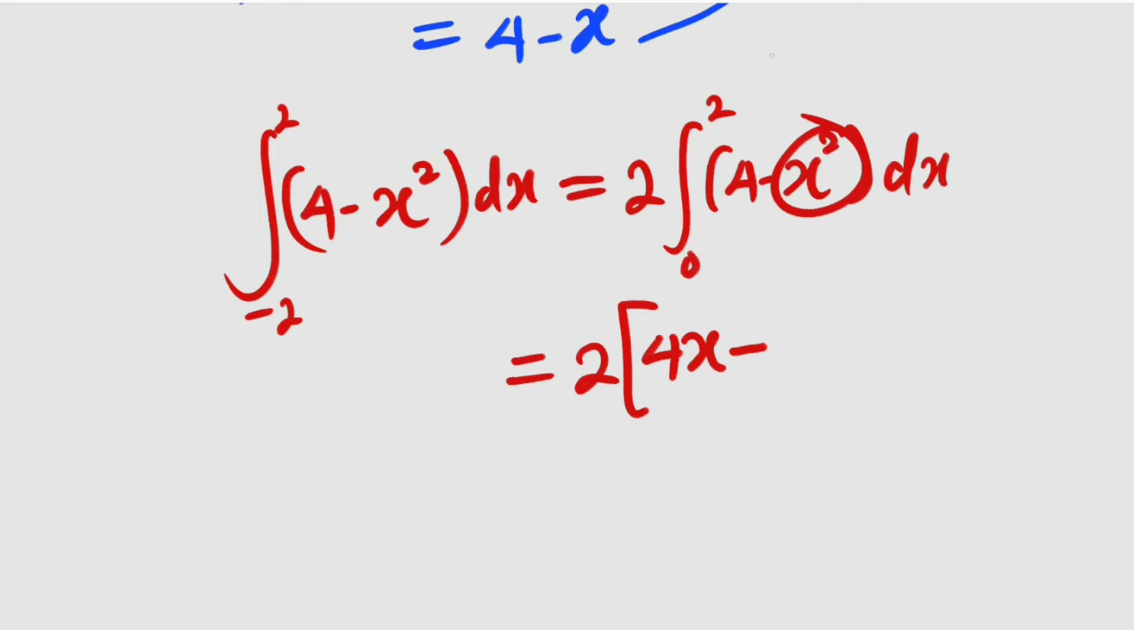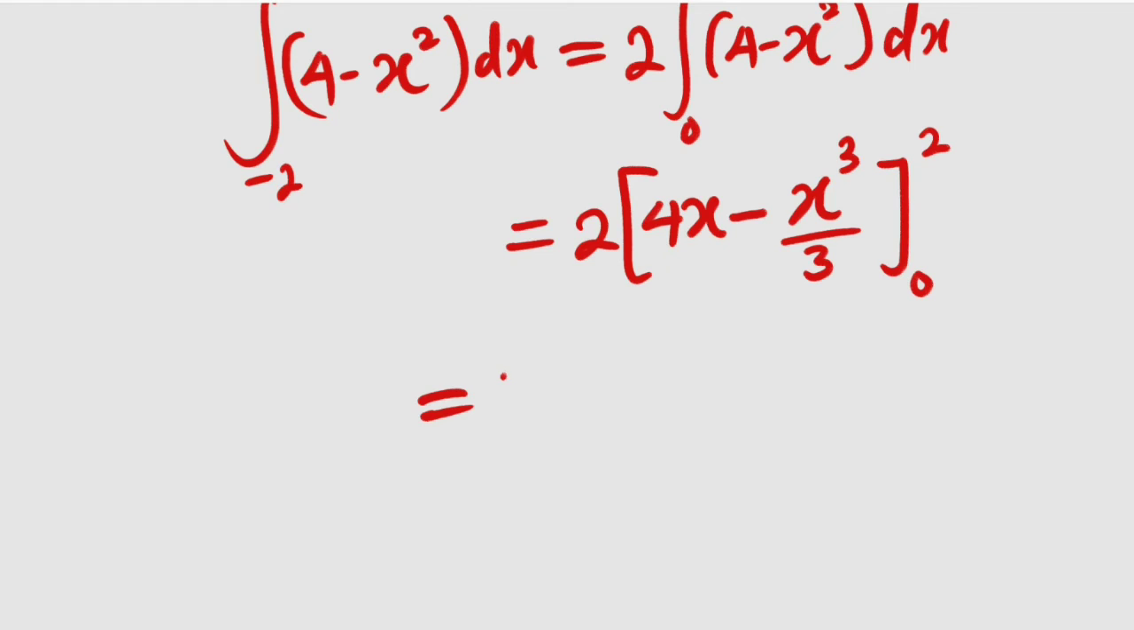minus the integral of this will give us what? X to the power of 3 divided by 3. You know, you increase the power by 1 and you divide by the new power. Then the limit of integration will be from 0 down to 2. This is equal to 2 multiplied by, you replace x with the upper boundary. So we have 4 times 2 here, then minus 2 raised to the power of 3 divided by 3.